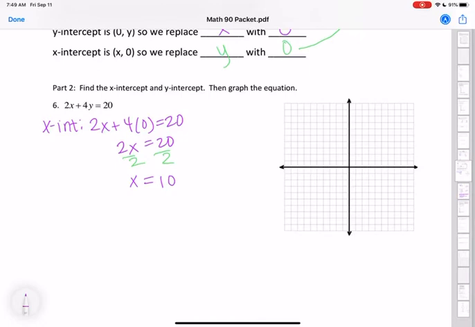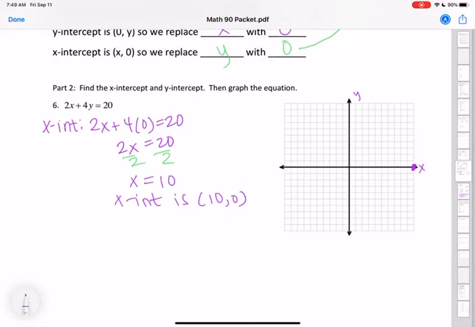This means that our x-intercept is 10, 0. And if you want, we can go ahead and plot it right now. Let's see. On my x, I have it out to 10, so 10, 0 is here.